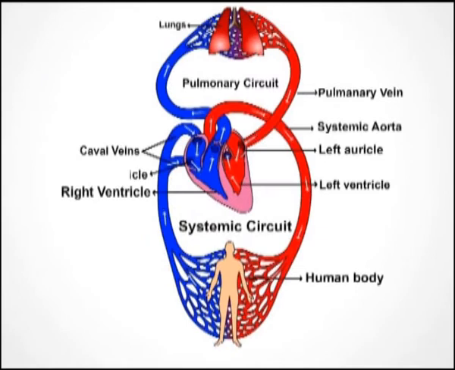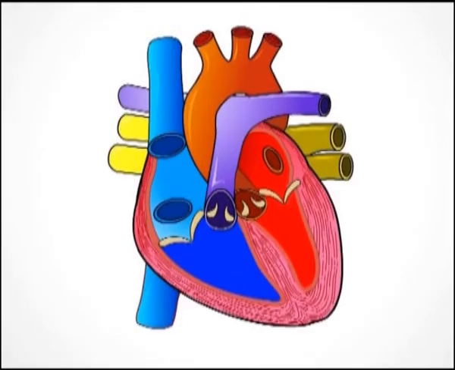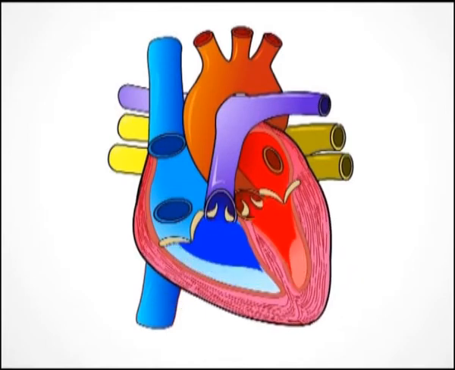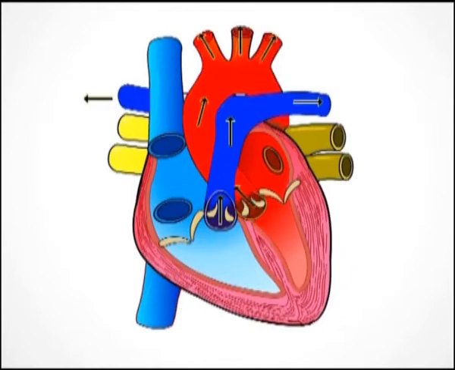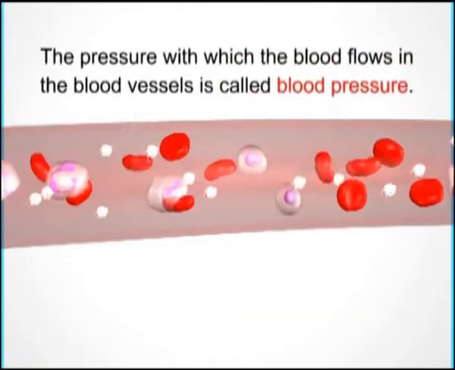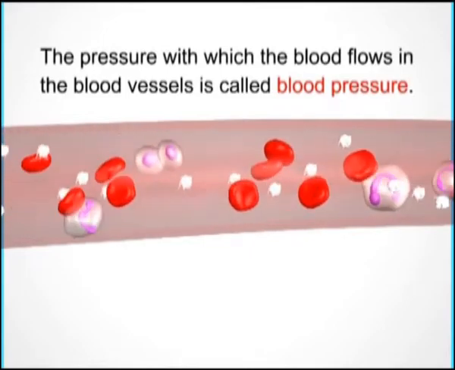After having a clear understanding about how blood circulates in the body through blood vessels, let us discuss blood pressure. Blood pressure. The blood flows into the systemic aorta and pulmonary aorta from the left and right ventricles with a pressure due to ventricular systole. The pressure with which the blood flows in the blood vessels is called blood pressure.